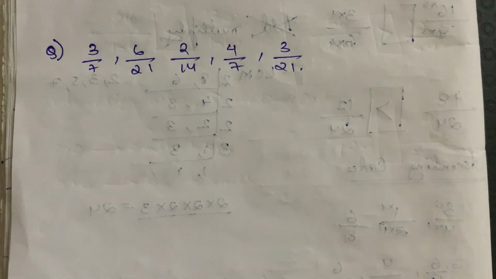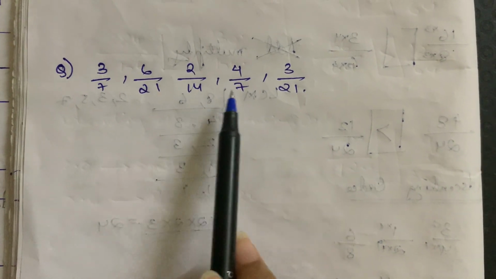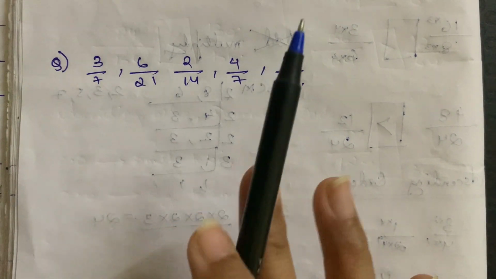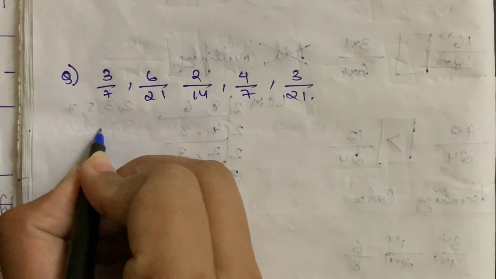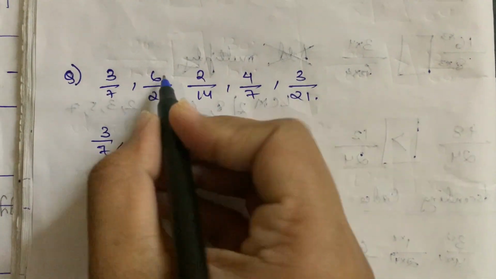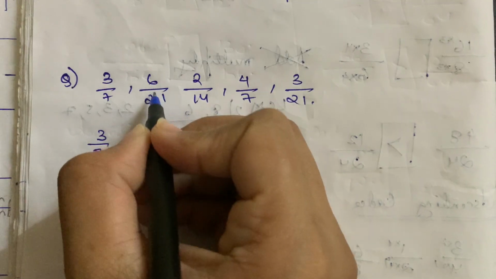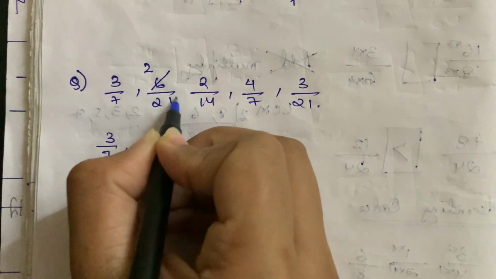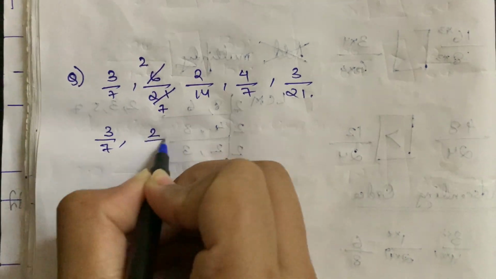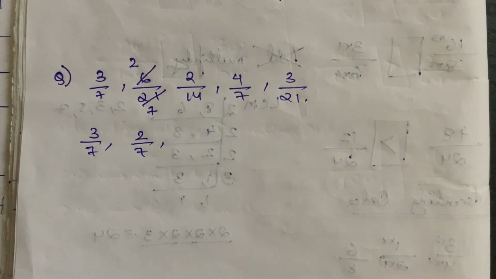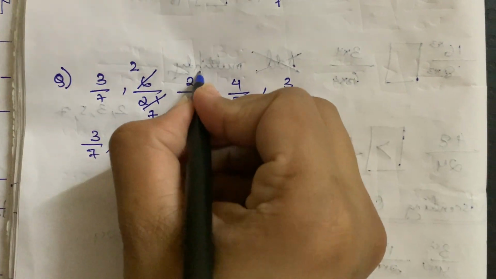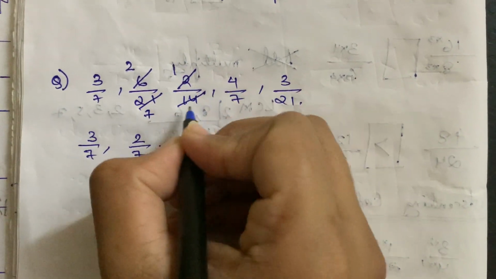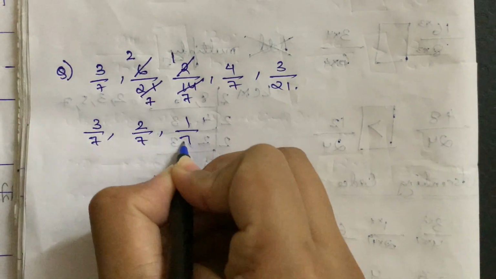What I can do here is reduce the other fractions and see. This cannot be reduced, it remains 3 upon 7. But can this be reduced? Yes, with the times 3 table. 3 twos are, 3 sevens are. So 2 upon 7 this one. Then can this be reduced? Yes, by the 2 times table. 2 ones are 2, 2 sevens are 14. So 1 upon 7 we are getting.